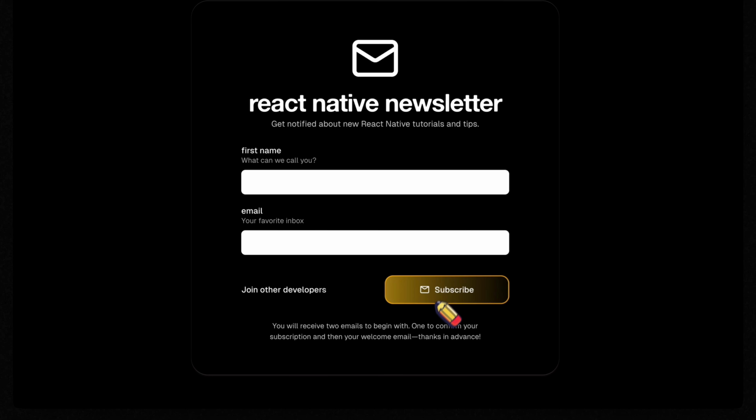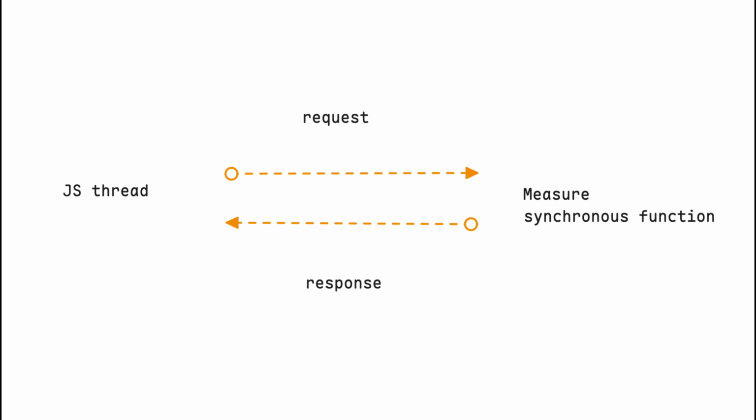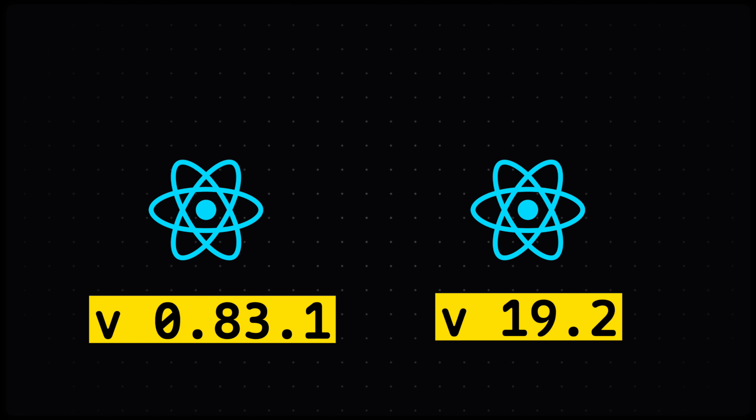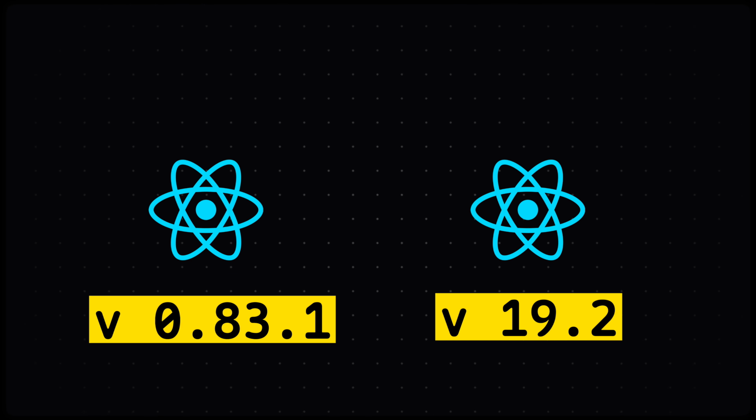Let me break down what's actually new. New architecture is the only path forward. React Native 0.83.1 and React 19.2 are the foundation. If you haven't migrated yet, SDK 55 won't work for your project. No escape hatch, no legacy fallback. This has been telegraphed since SDK 54, but the deadline is now.